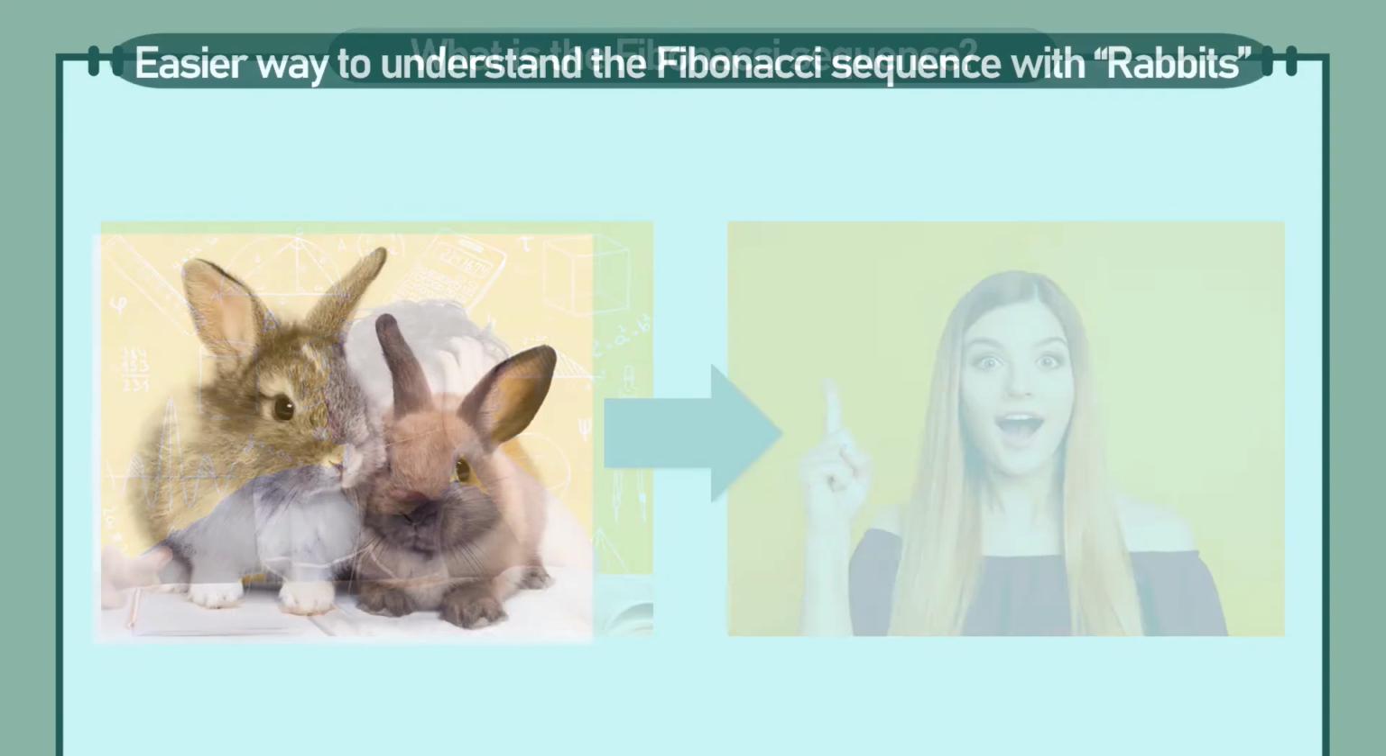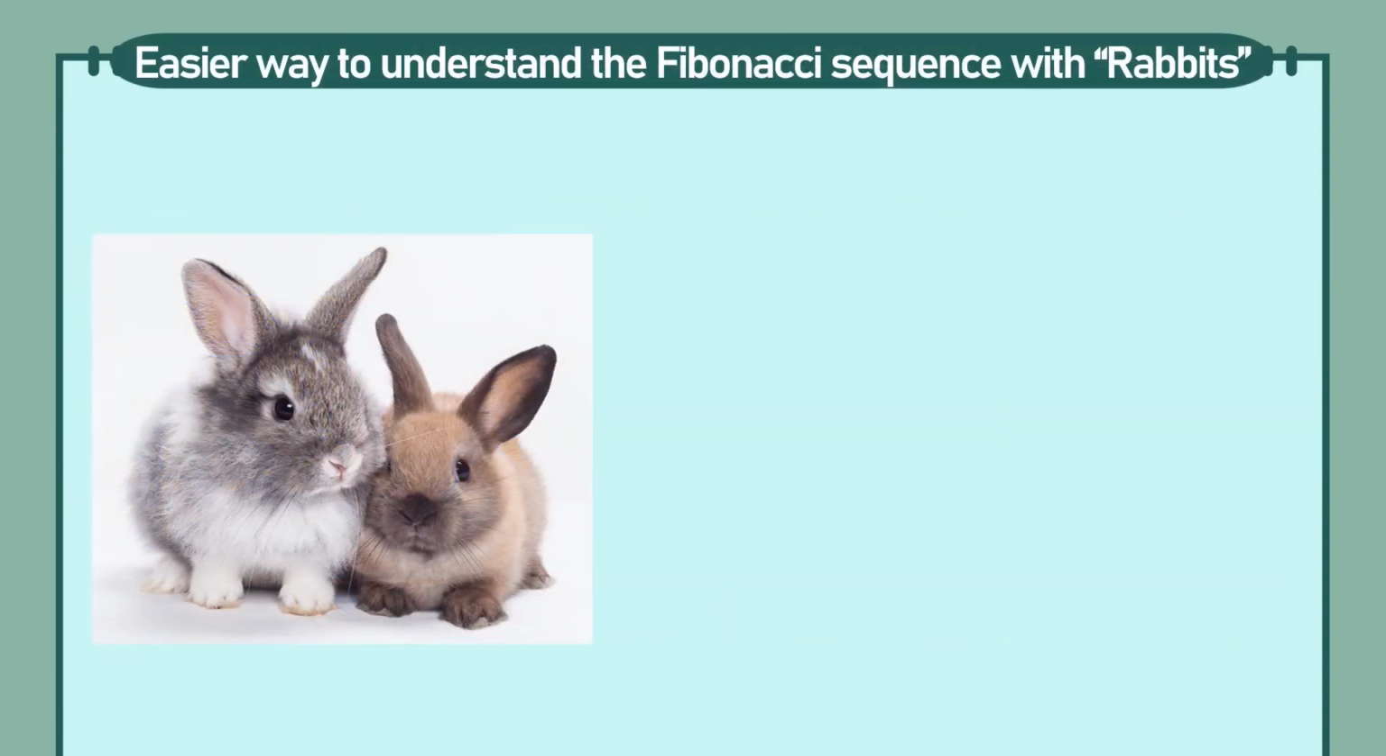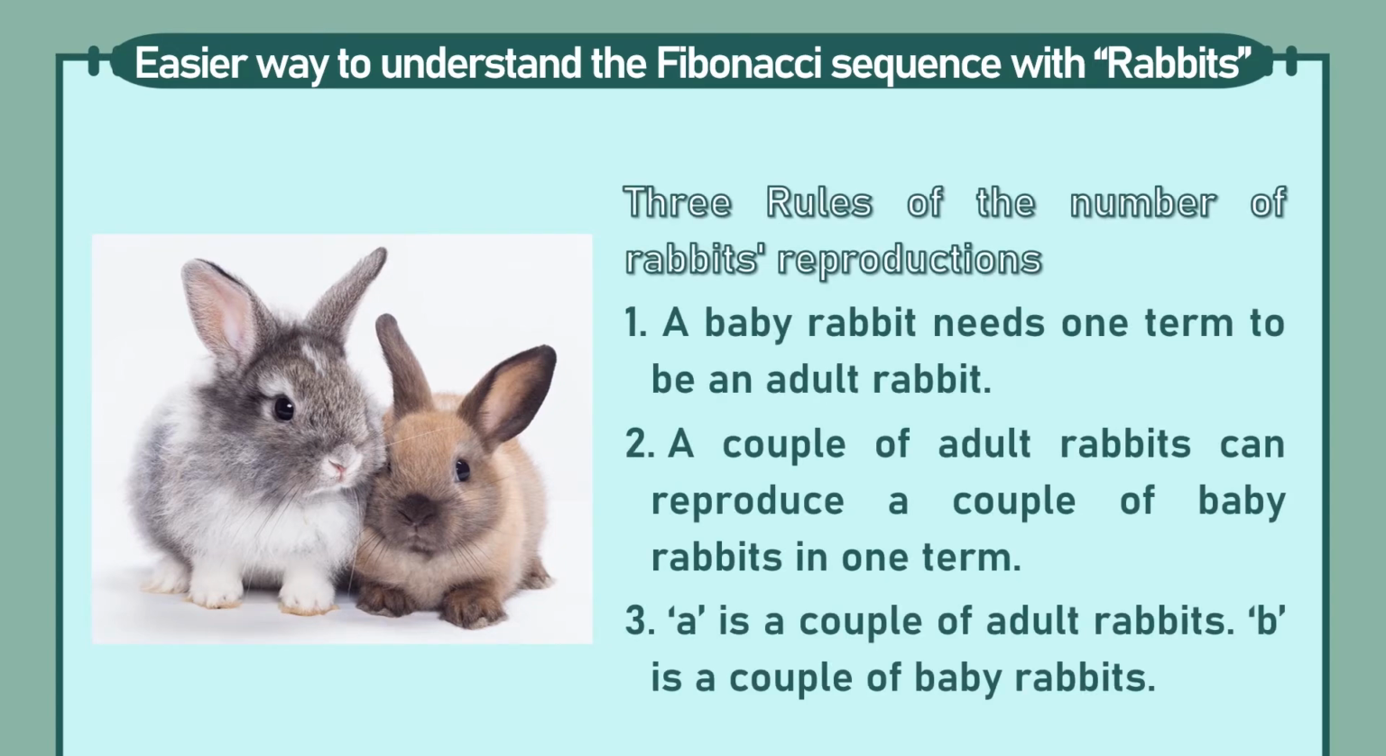Do you like cute rabbits? Now, those rabbits will help you understand the boring definition of the Fibonacci sequence. Let's set some rules for the number of rabbits' reproductions. There are 3 rules. 1. A baby rabbit takes one term to become an adult rabbit. 2. A couple of adult rabbits can reproduce a couple of baby rabbits in one term. 3. A is a couple of adult rabbits. B is a couple of baby rabbits.